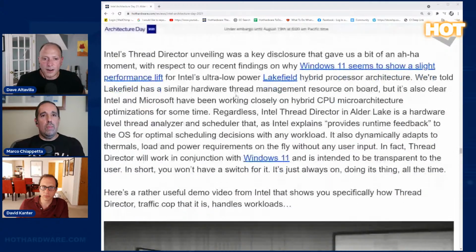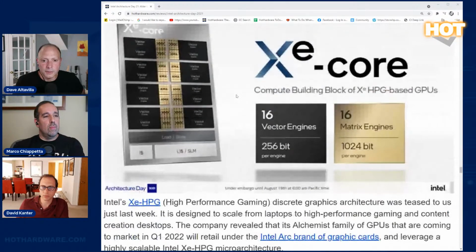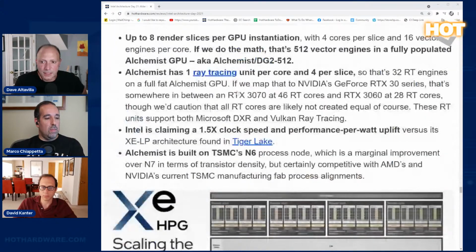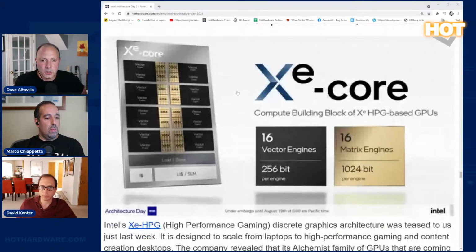So good stuff. All right, let's talk about Xe Core and the building blocks of Xe HPG, and Intel Arc, which is the GPU core architecture branding now, or I should say really code name. Arc is the product branding, and Alchemist is the GPU code name. So there's the Xe core block. This is a single compute block with 16 vector engines, 16 matrix engines. They build these into a slice, and there are 8 slices per GPU.